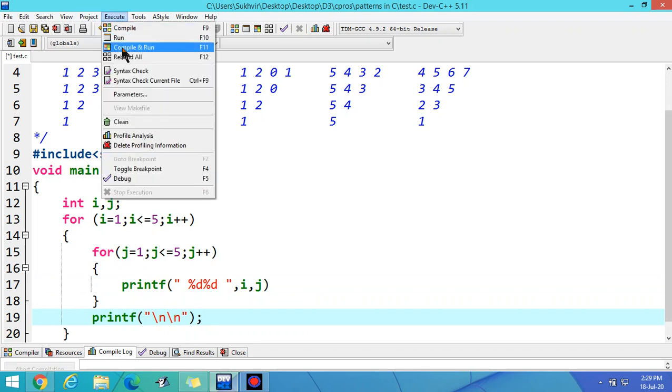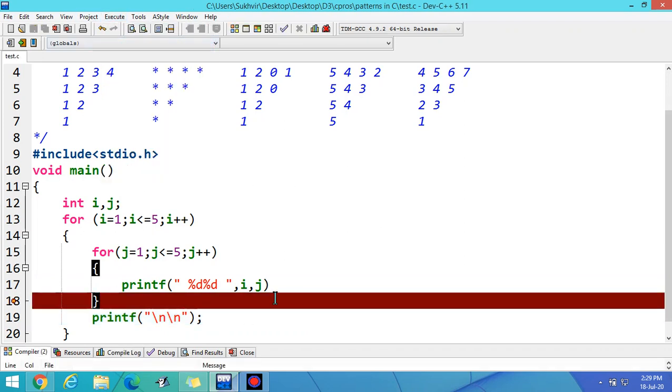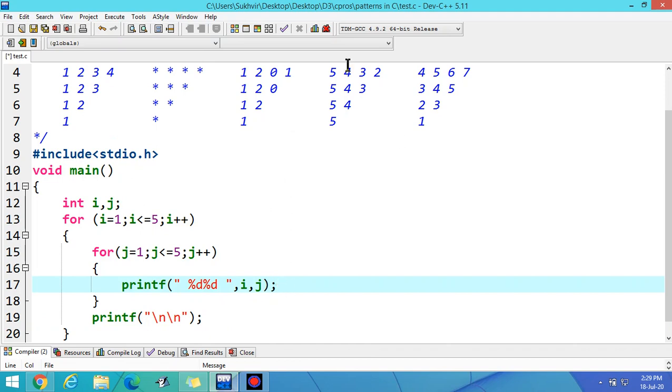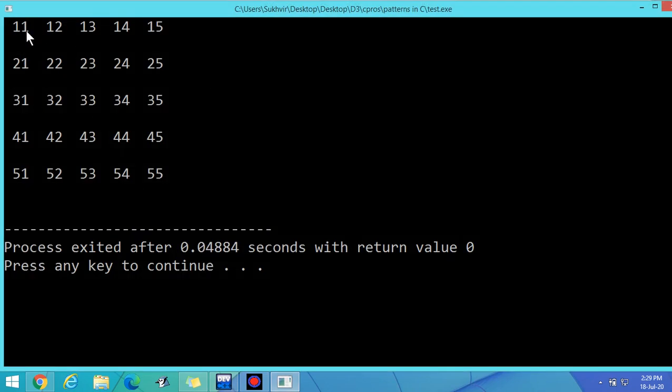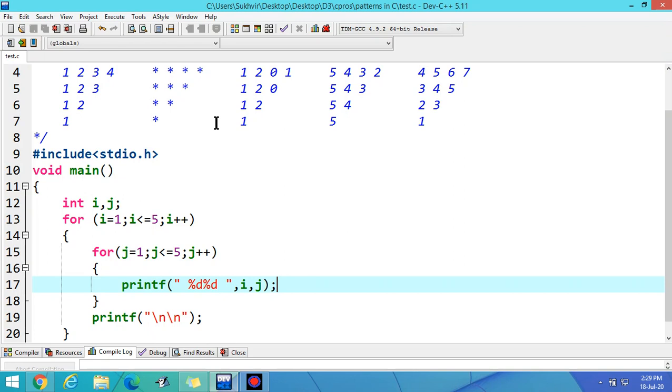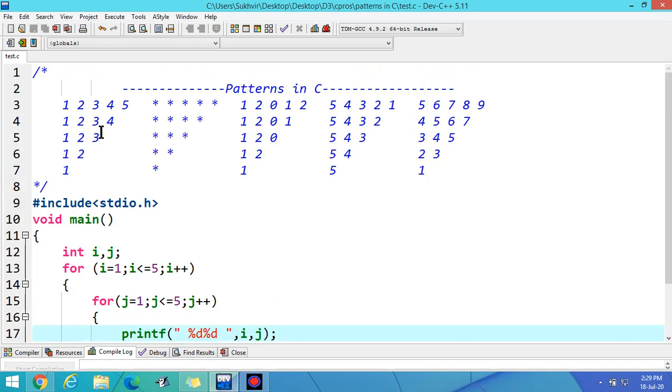Suppose I execute this. A semicolon is required here. Then execute the program. The output is like this: 1 1, 1 2, 1 3, 1 4. These are the values of i and j. Now what is required? The required content is 1 to 5 in the first line, and the second line is 1 to 4, then 1 to 3, and 1, 2, and 1.